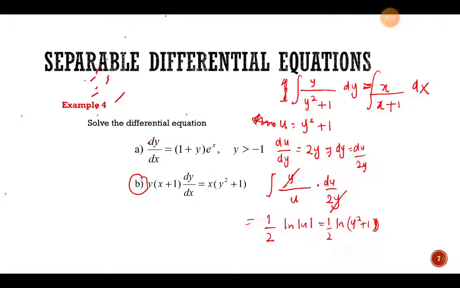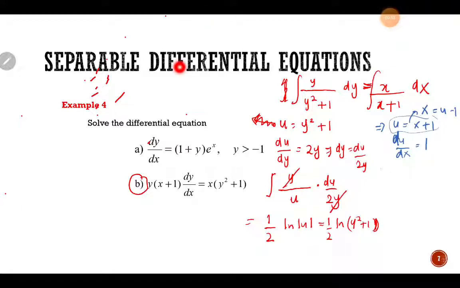Yang belah kanan saya guna warna biru. Okay, belah kanan ni again I would advise you to let SU. Kita nak let U sama dengan apa? Let U sama dengan X plus 1. So this one definitely du over dx is equals to 1 kan. So du over dx is equals to 1 ni. U sama dengan X plus 1. So in this case kita akan dapat X sama dengan U tolak 1.